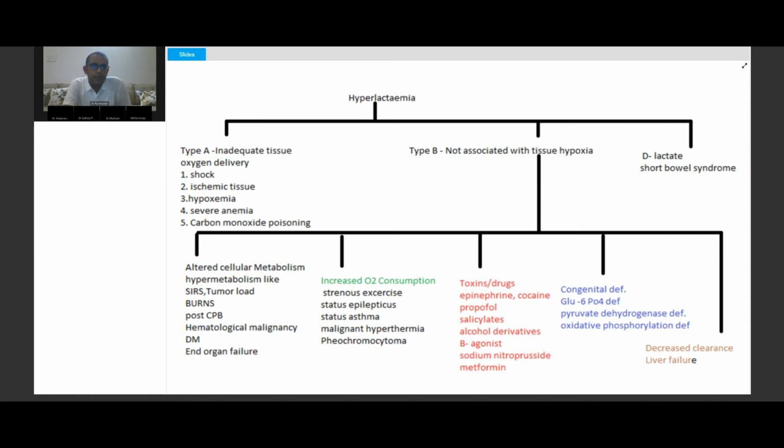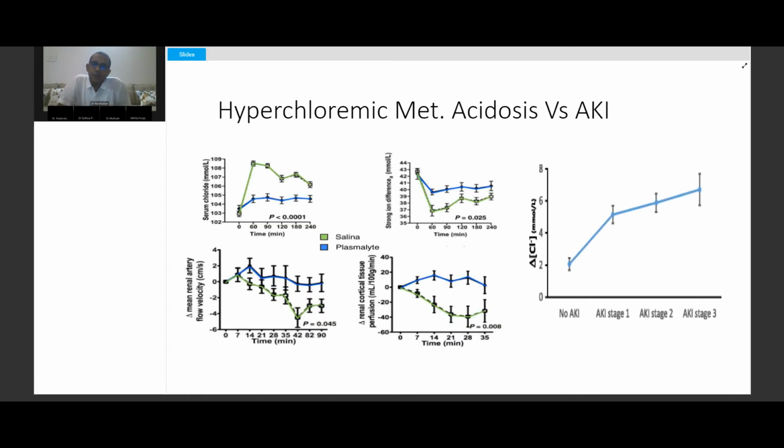So the next kind of metabolic acidosis, which all of us have interest in, is hyperchloremic metabolic acidosis in AKI. I think Dr. Muthiah also spoke in detail about it before. There are controversial studies about it. As such, with hyperchloremic metabolic acidosis, people have found that there is afferent arterial vasoconstriction and a reduction in the mean velocity of blood flow.